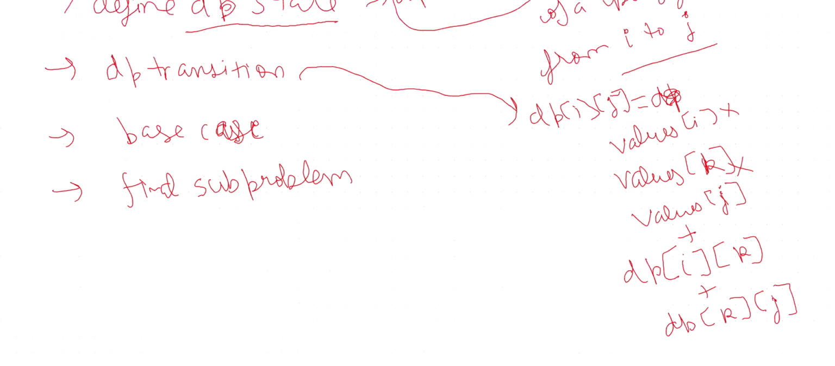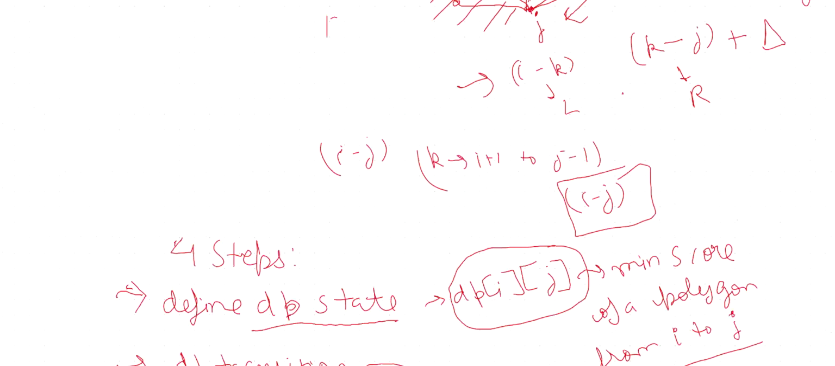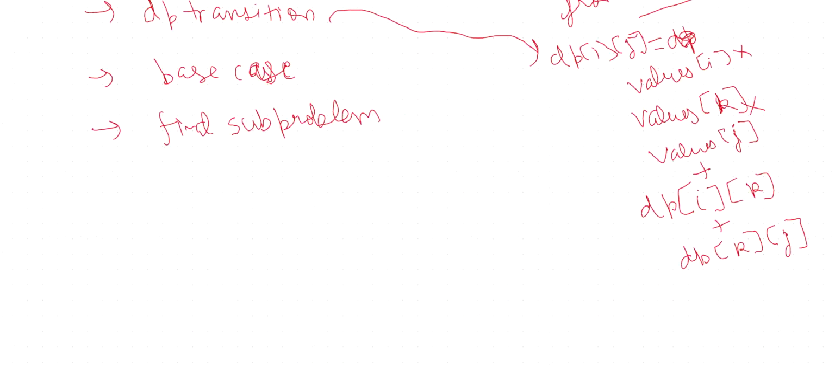dp of I k means minimum score when you choose the starting point as I and end point as k. And dp of k j means minimum score when you choose this as your starting point and this as your ending point. So basically minimum score of this polygon plus minimum score of this polygon plus values of I into values of k into values of j. And your k values is from I plus 1 to j minus 1. Okay. Did you get what I'm trying to say here? This is your DP transition.